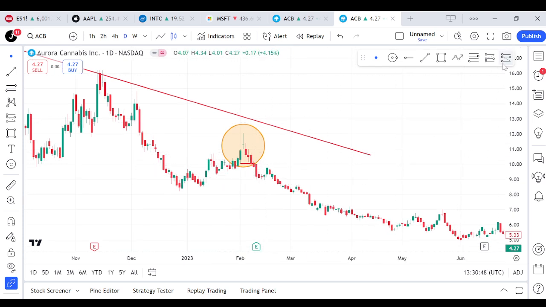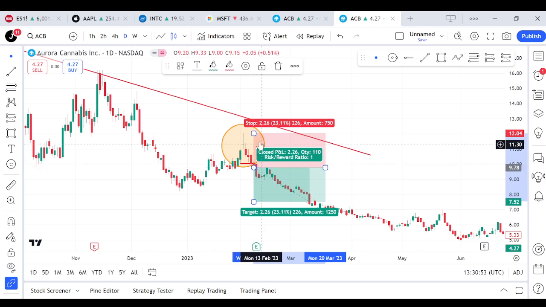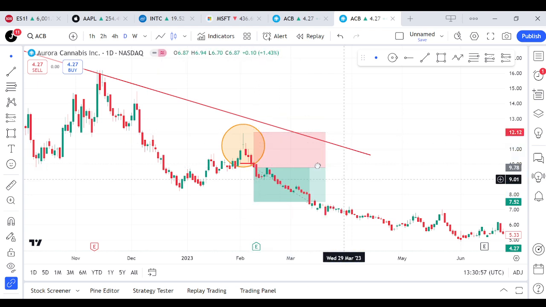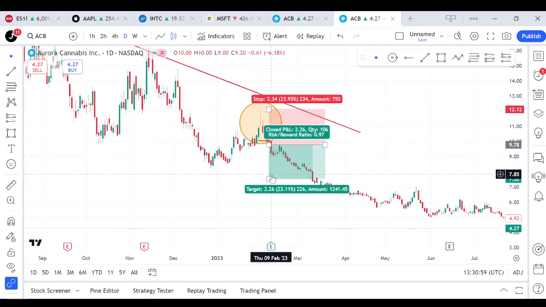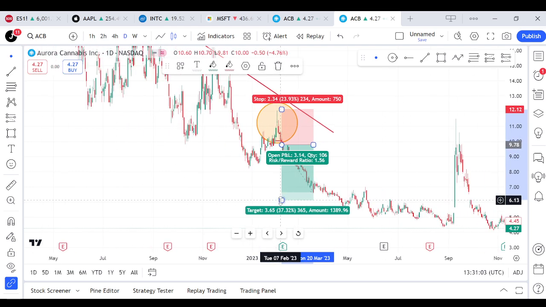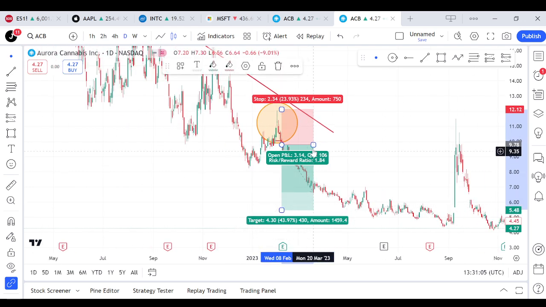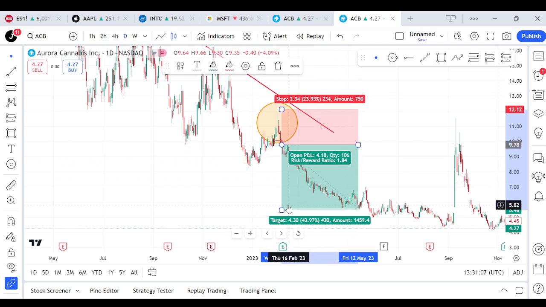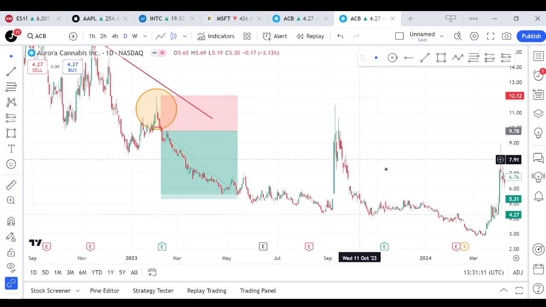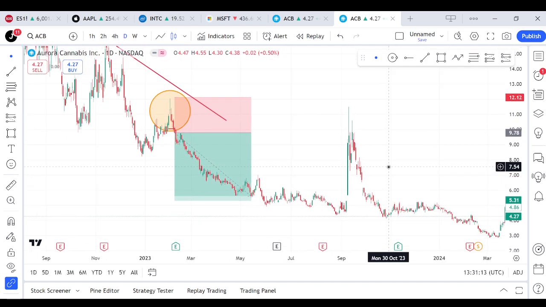So you could enter at the close below this entire pattern with your stop losses above the doji, and you'll take profits at 1:1 or 1:2. Okay, so I'm just going to stretch it to the 1:2 actually. So that is how you use the bearish doji star in a downtrend.